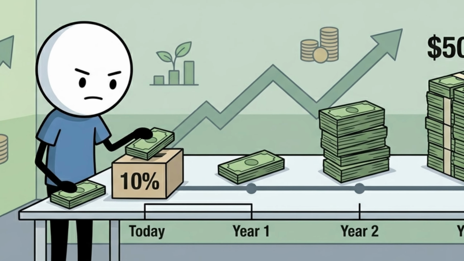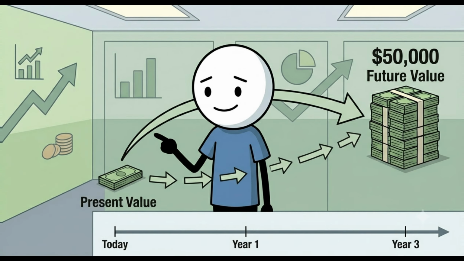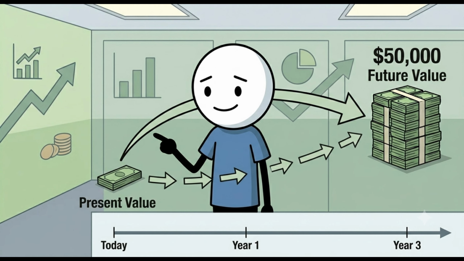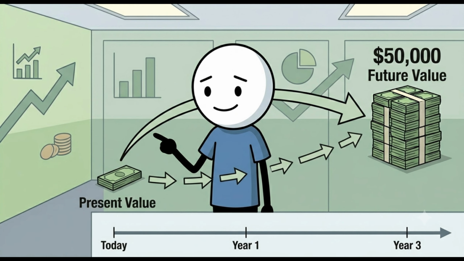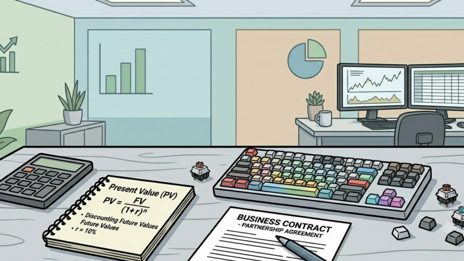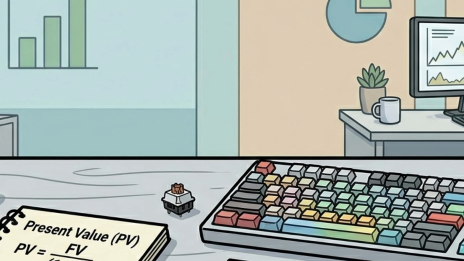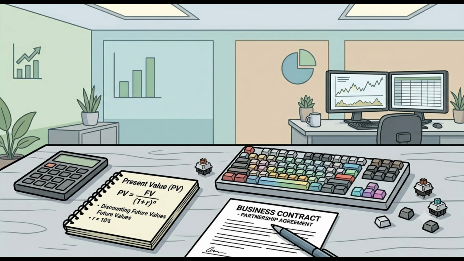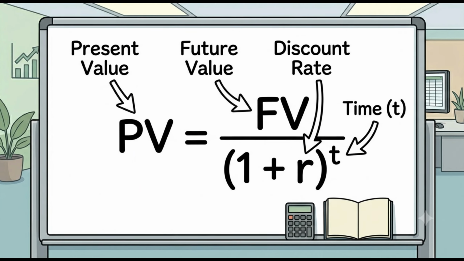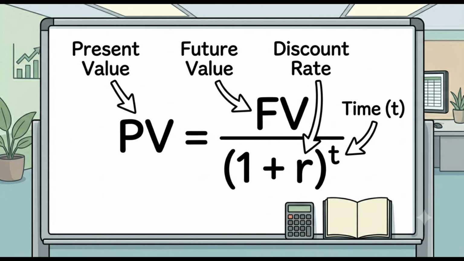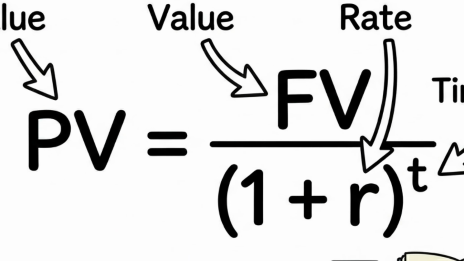If the bank offers a 10% interest rate, John wouldn't need $50,000 today to reach that goal. He would need significantly less. The formula for this calculation is the mirror image of our compounding formula. You can see it on a screen. Here, FV is the future amount, $50,000, R is the discount rate, the interest rate John could earn elsewhere, and T is the number of years.